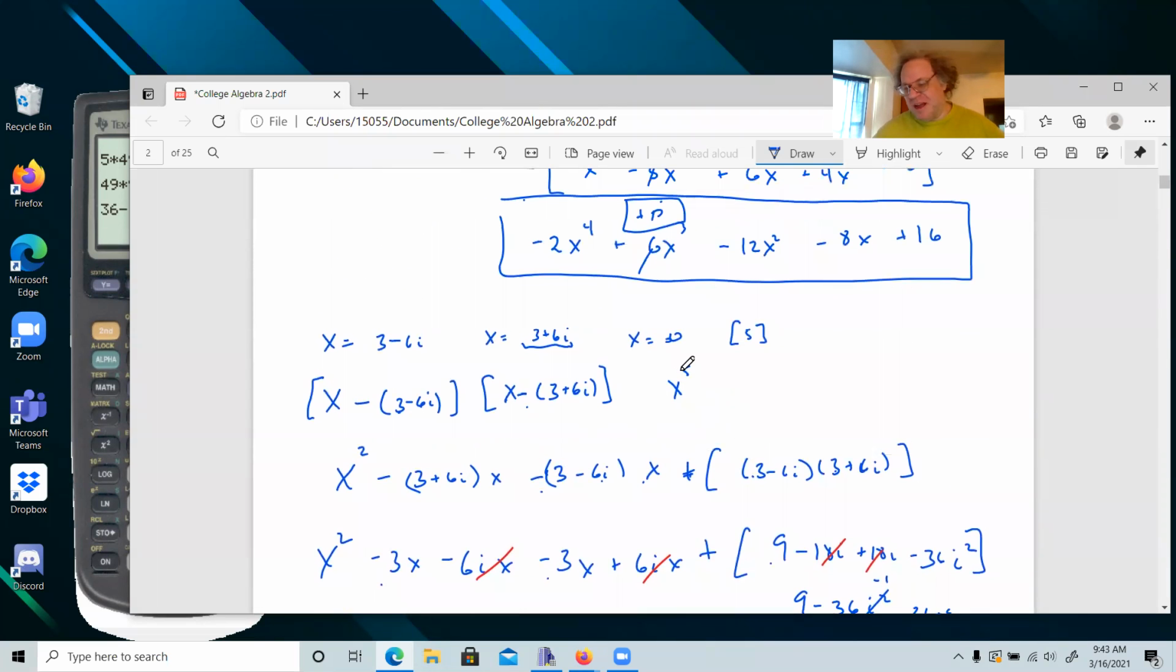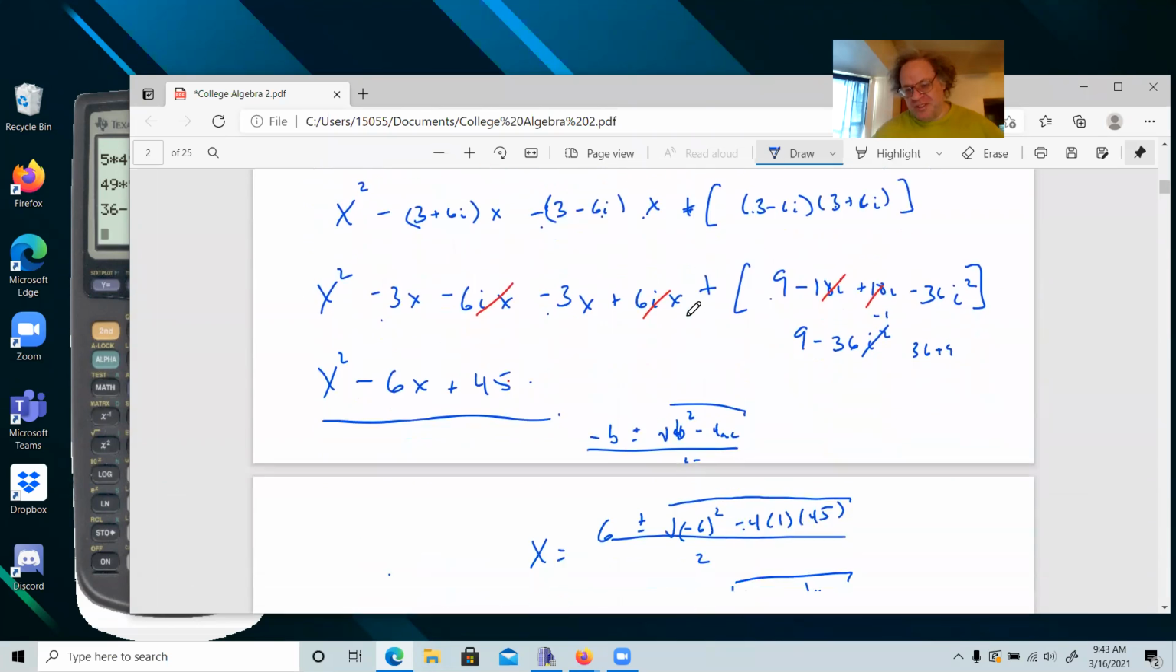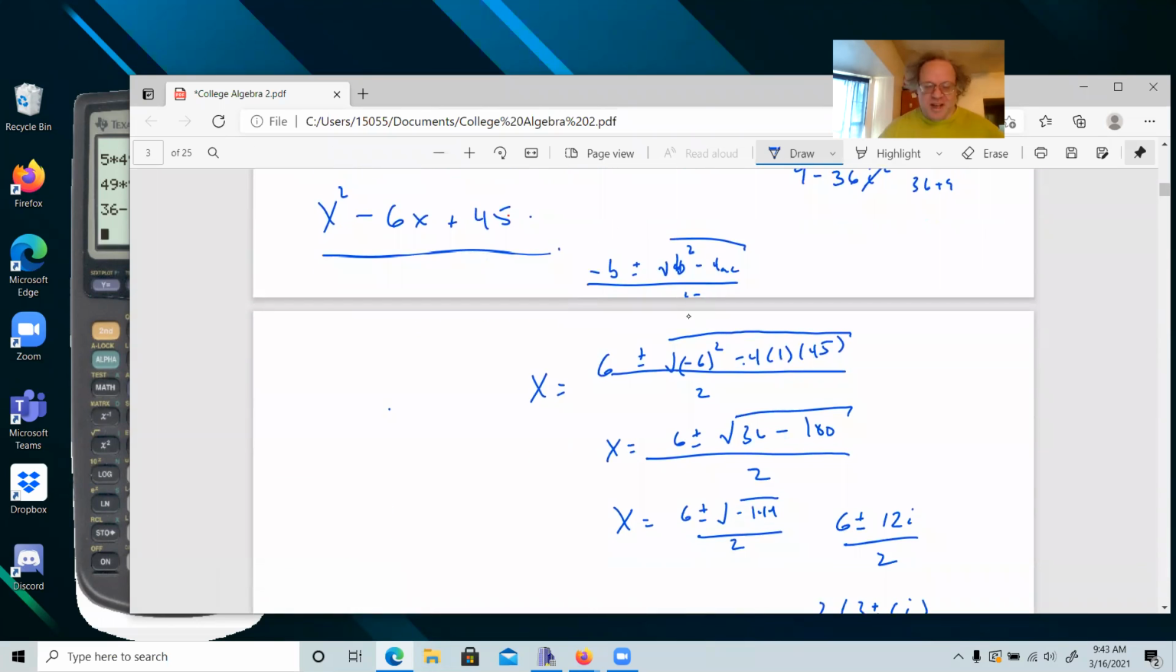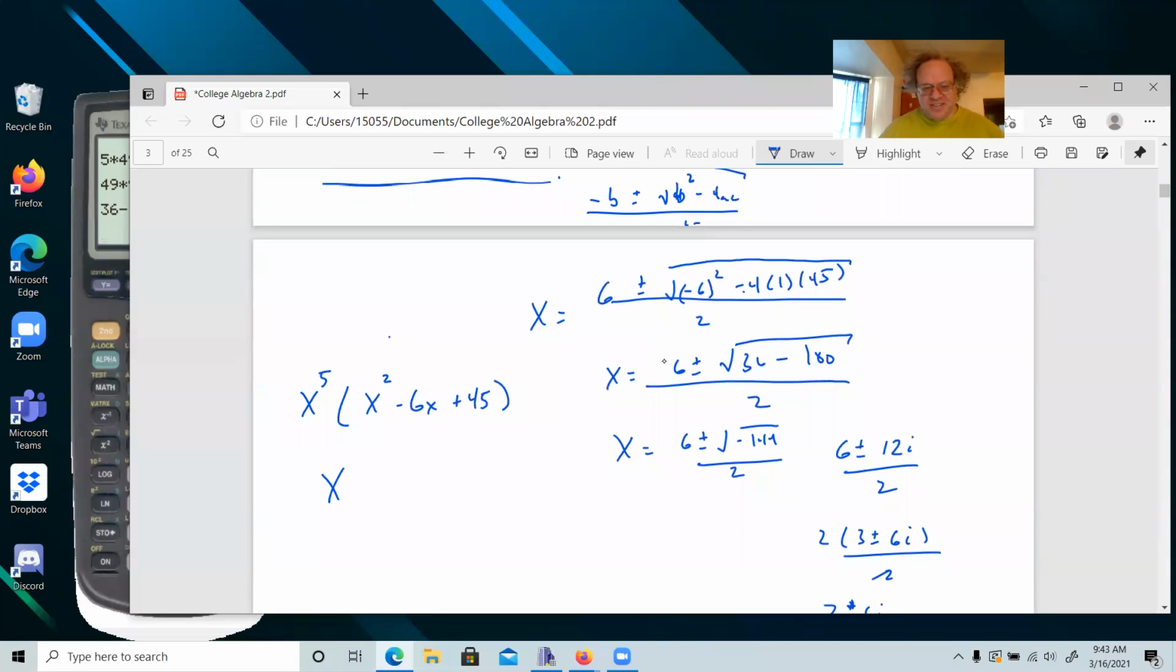Actually, the rest of it's not so bad because we just have to multiply by x to the 5th. So we have x to the 5th times x squared minus 6x plus 45. I think I can handle this one. That's x to the 7th minus 6x to the 6th plus 45x to the 5th, and there we go.